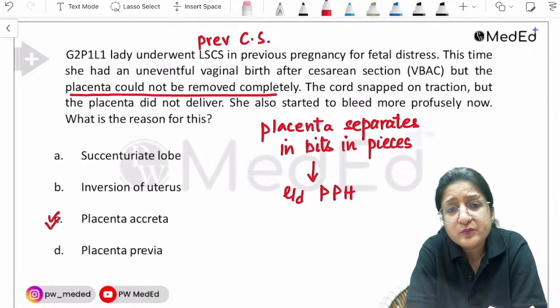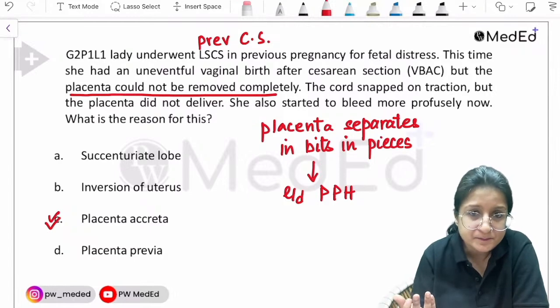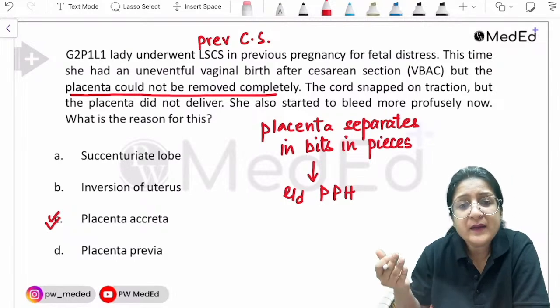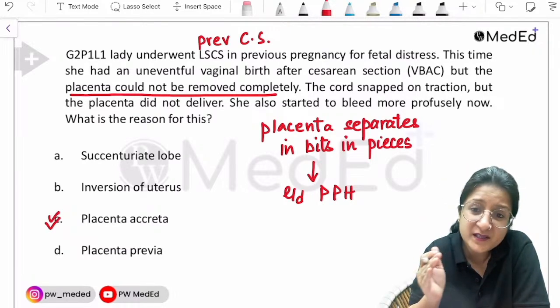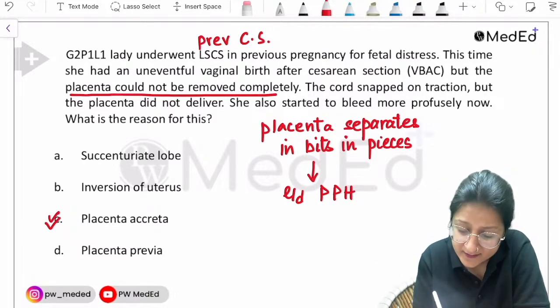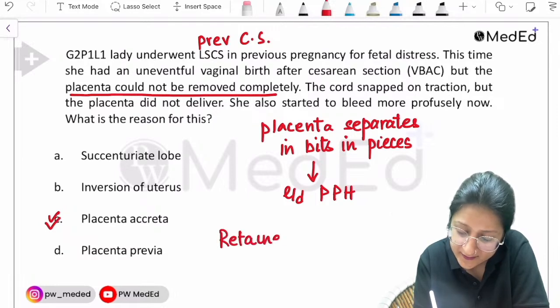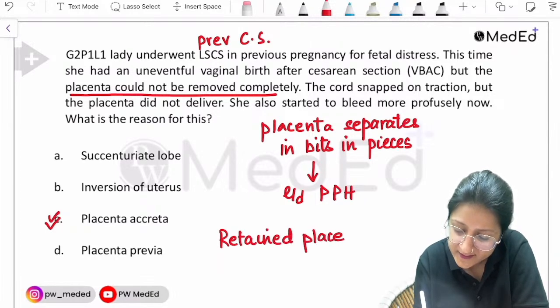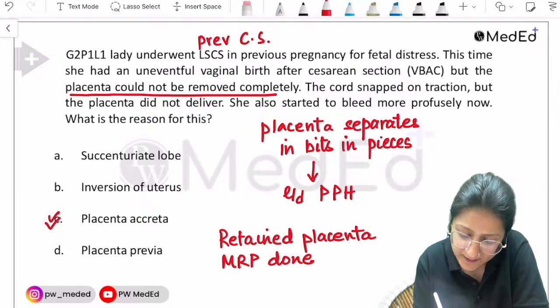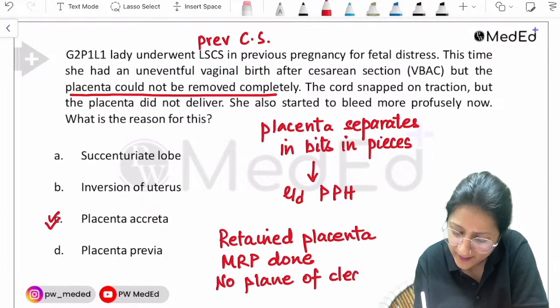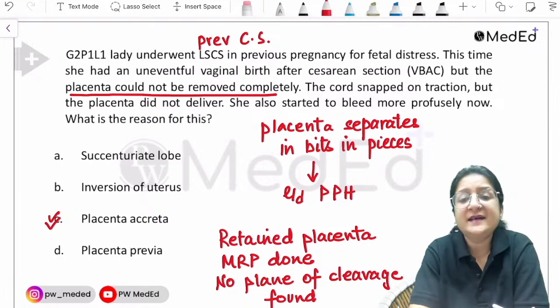The other situation could be that sometimes there is a retained placenta, and for retained placenta we are doing a manual removal of placenta. So a question has been asked from you people in FMG in this manner also, that there is a case of retained placenta. Don't forget these important pointers. There is a case of retained placenta and manual removal of placenta was done, and there is no plane of cleavage found. It is a case of placenta accreta.